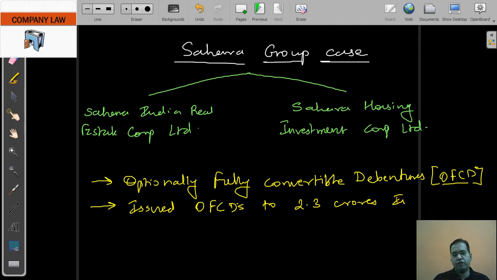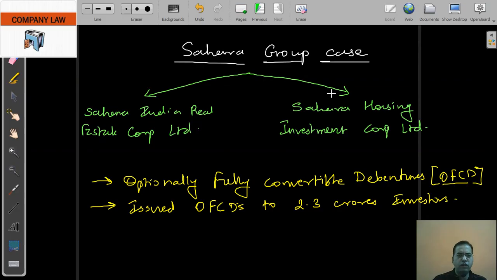Crores of investors. Now this is a huge number. So this is a kind of suspicious activity. How come companies can issue OFCDs to 2.3 crores of investors? Now under this, SEBI objected to these particular securities.